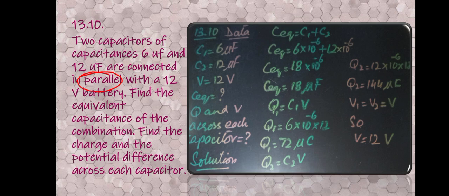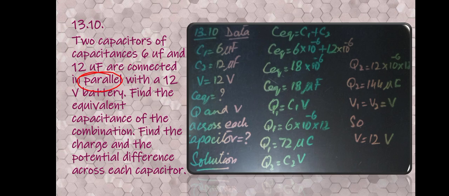In a parallel combination, you just add the values. So 6 into 10 to the power minus 6 and 12 into 10 to the power minus 6. As it is a sum, you take the common factor once: 10 to the power minus 6 is written one time, and 6 plus 12 makes 18. Equivalent capacitance comes out to be 18 microfarads.